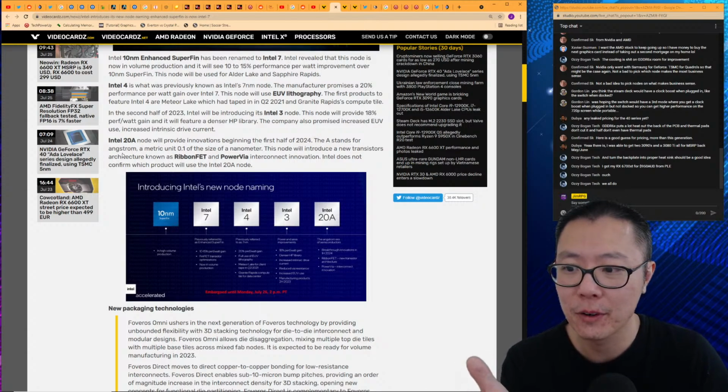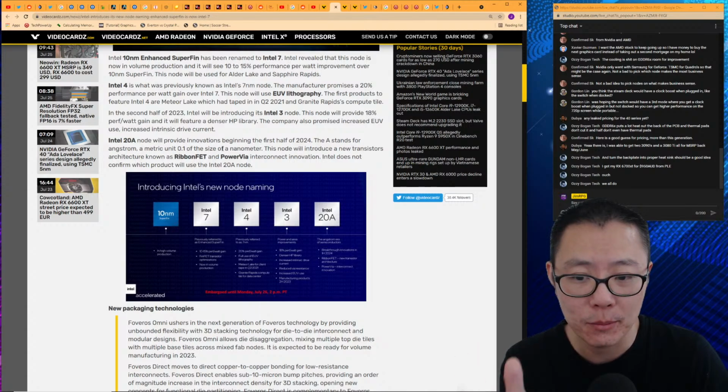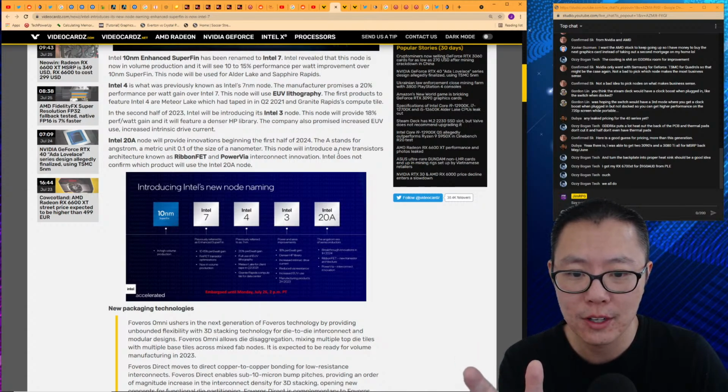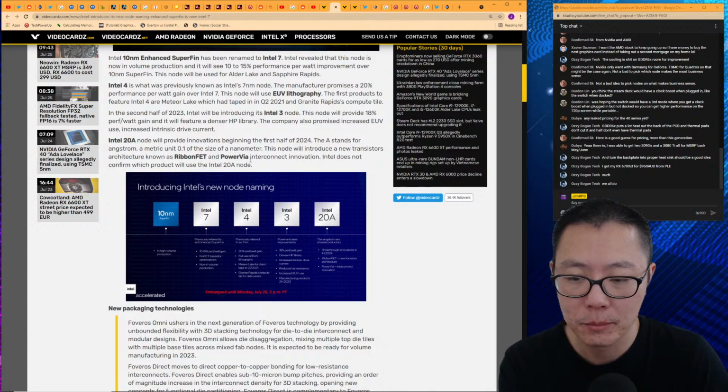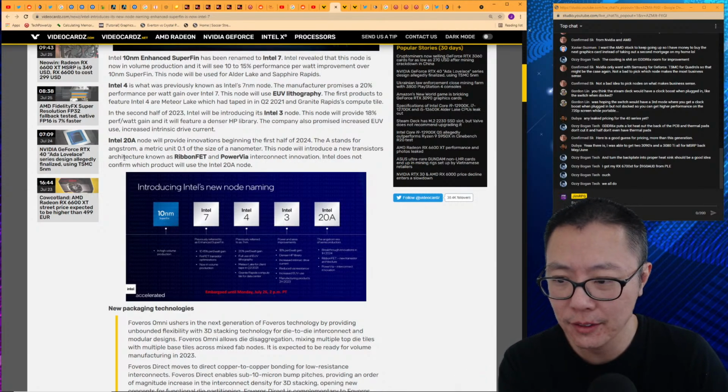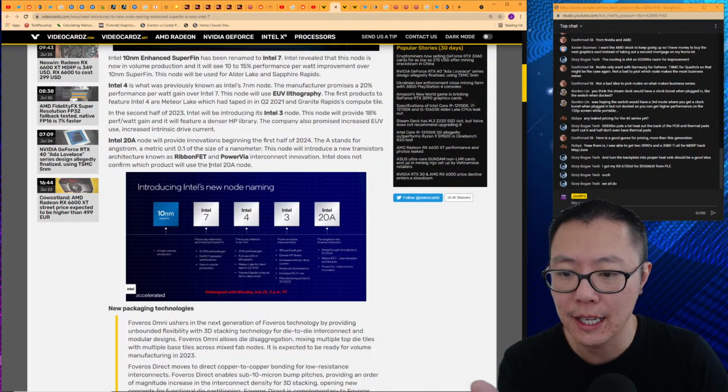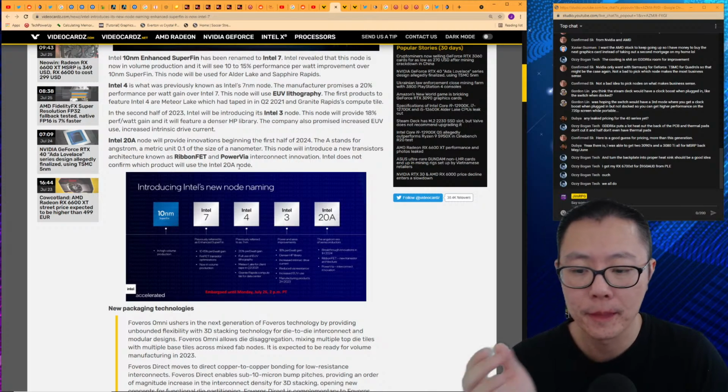The A stands for angstrom, a metric unit 0.1 of the size of a nanometer. This node will introduce a new transistor architecture known as RibbonFET and PowerVia interconnect innovation. Intel does not confirm which product will use the Intel 20A node.